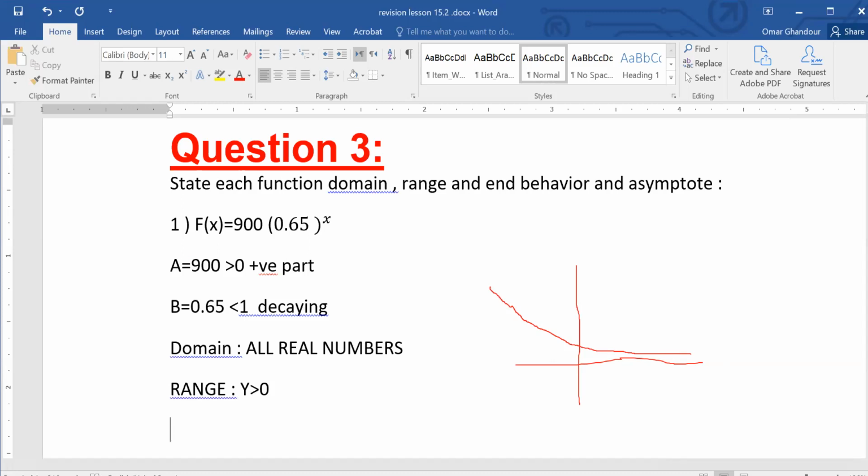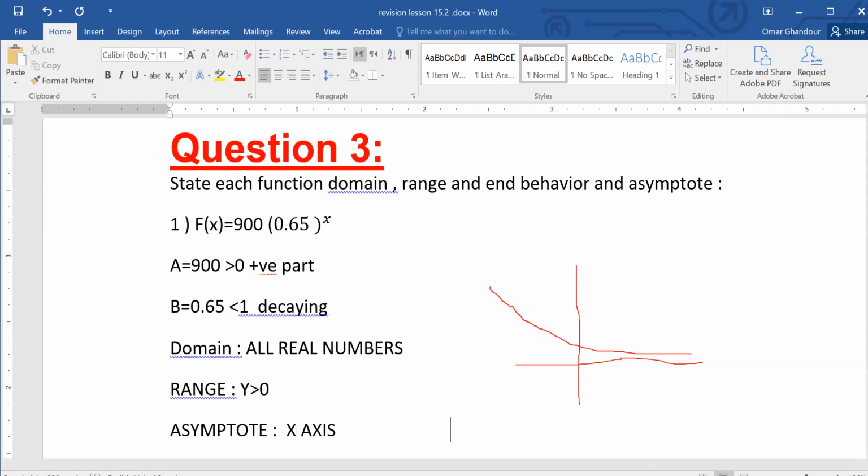What about the asymptote? Again, we said that the asymptote is always what? What is the line touching the function? Is it y? No, y is not touching. Y is cutting the function. The x-axis is touching the function. So the asymptote is the x-axis. And then the last thing I need to find is the end behavior.